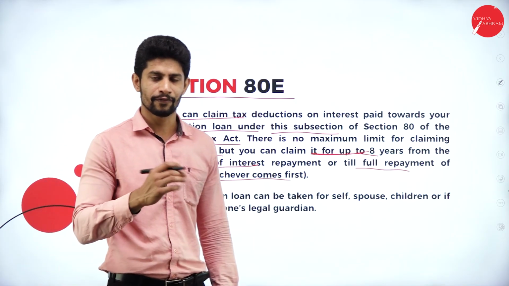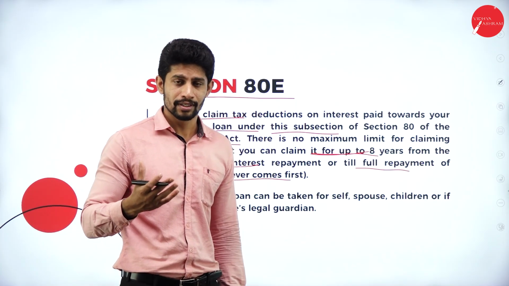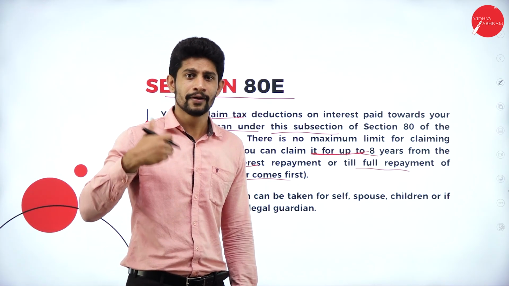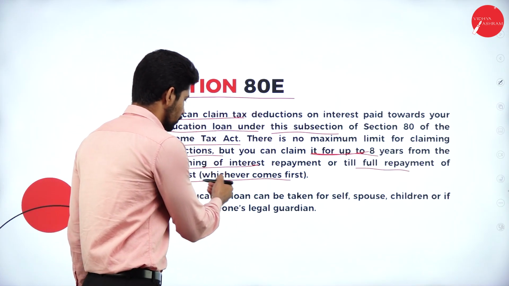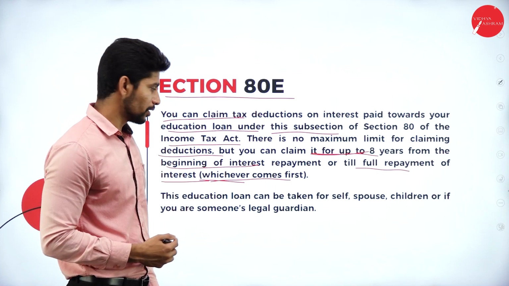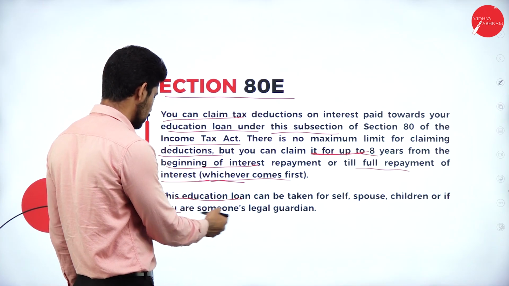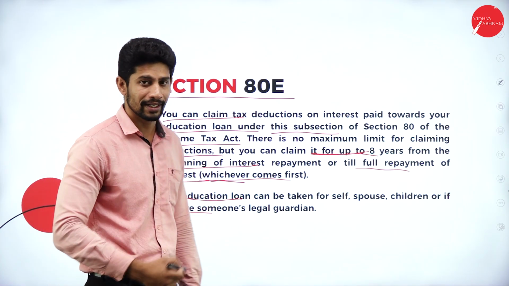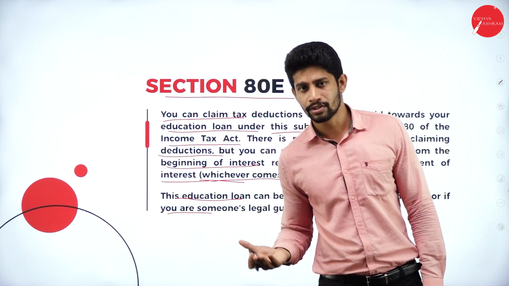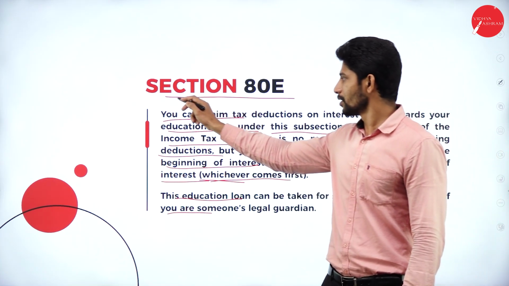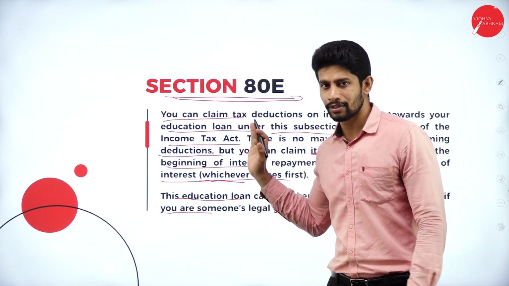So whichever comes first, whether the 8 years from when payment towards the loan started, or the full payment of interest on the loan amount you have taken. This education loan can be taken for self, spouse, children, or if you are someone's legal guardian. That means an education loan is not only for your own education. If it is taken for your spouse's education or for children's education, you can claim the interest on the education loan as a deduction under Section 80E, but there is no limit for the amount.